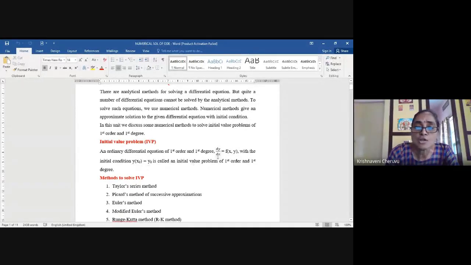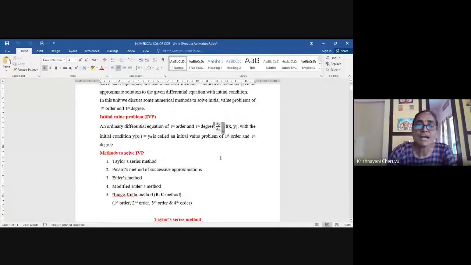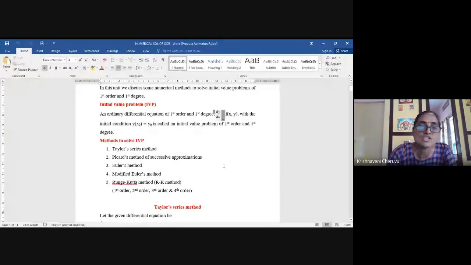Any solution of a first order first degree differential equation will have a constant, so one condition is given here. So y at x0 is equal to y0; x0, y0 is the initial condition. This first order first degree differential equation with this initial condition is called an initial value problem. Remember, you have only this kind of initial value problems, where there is only one dependent variable y and one independent variable x. Many methods are there, girls, but in your syllabus we have only 5 different methods of solving such initial value problems.